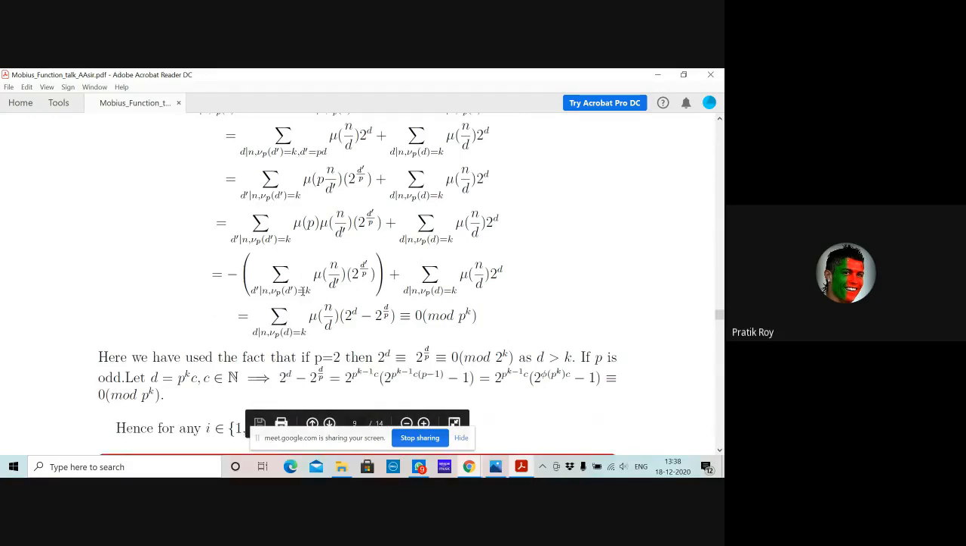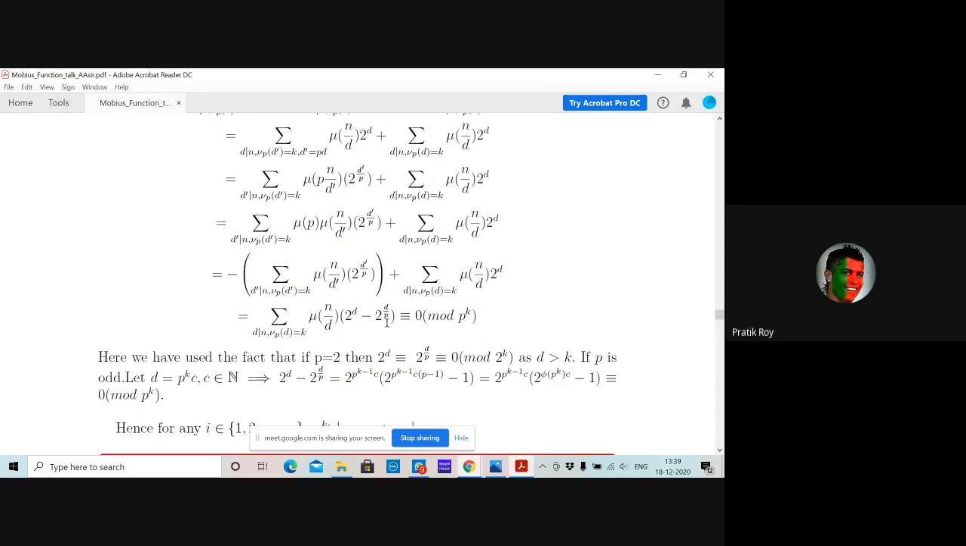And I have just observed that what was the point of doing all these substitutions is that it turns out the index here looks just like the second sum, and I can just group them. That was all the point behind doing all these substitutions, because I want to make this sum look like this sum, so I can group them. So what I have is the summation over d dividing n, with p d equal to k, of mu n by d times 2 to the power d minus 2 to the power d by p.